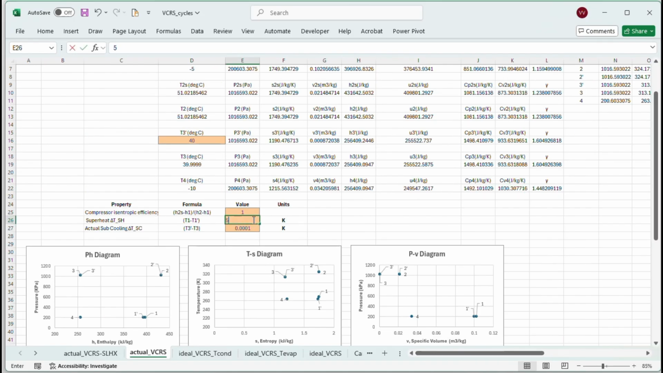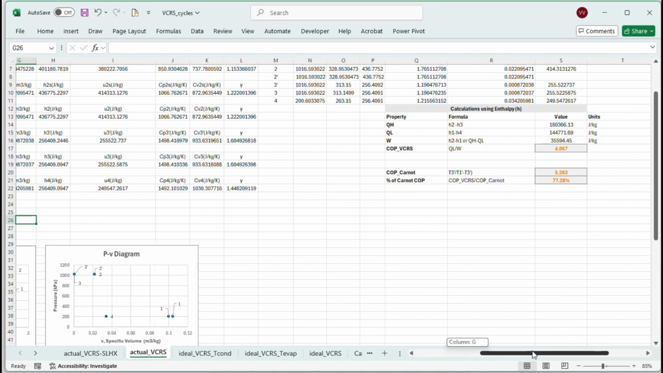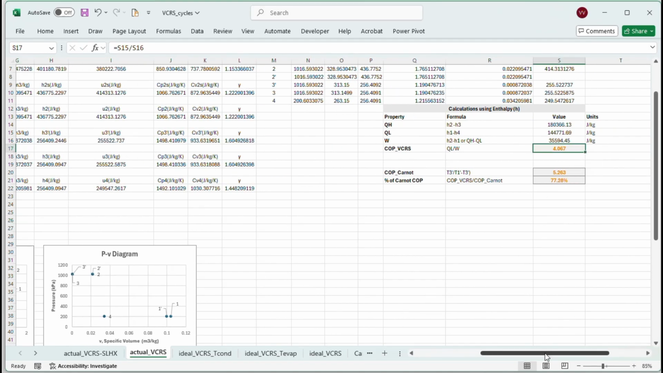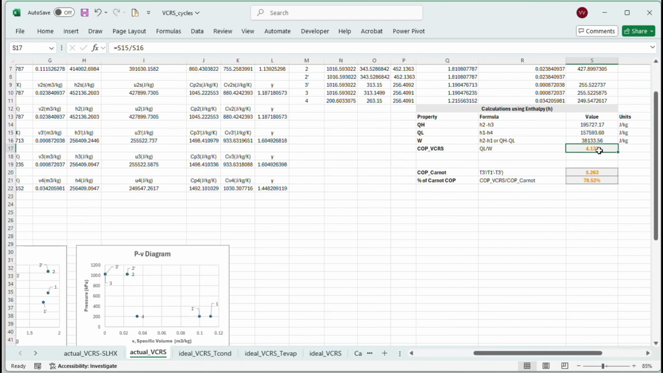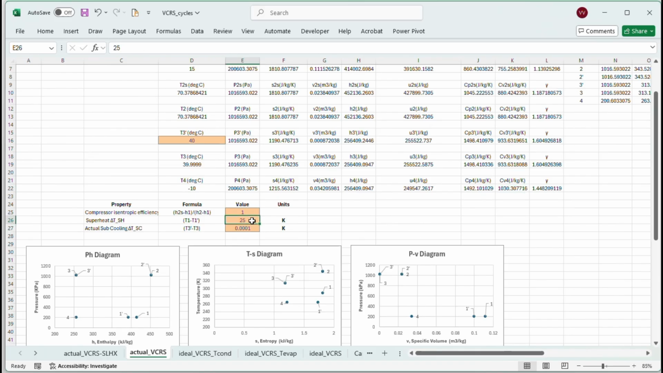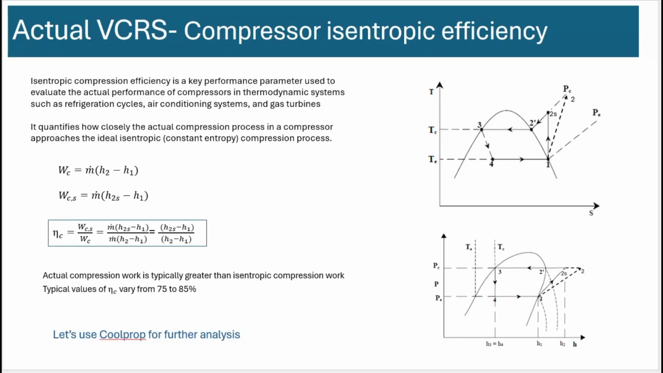Now let's try increasing it a lot to 10 Kelvin. It's still increasing. Okay, now let's probably increase it quite a lot, 25 Kelvin. It's still increasing. At some point, it will stop increasing in terms of superheat. Now let's revisit another assumption in the ideal VCRs, which is isentropic compression. In real VCRs, the compression is not isentropic, right? So typically what is done, especially during modeling, is we assume a percentage of efficiency to isentropic.